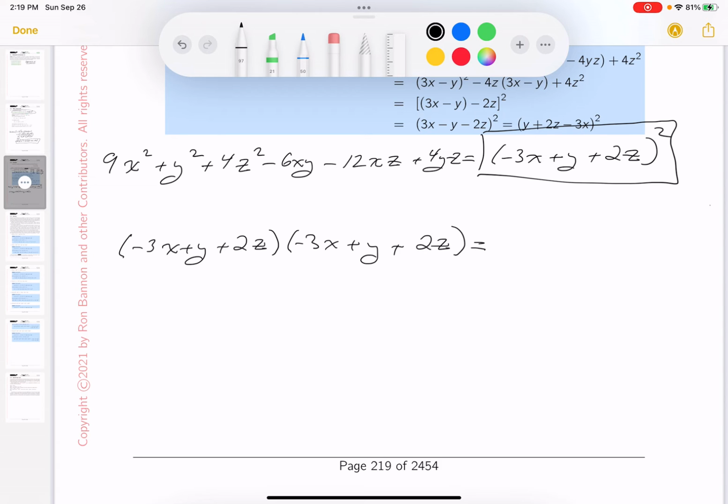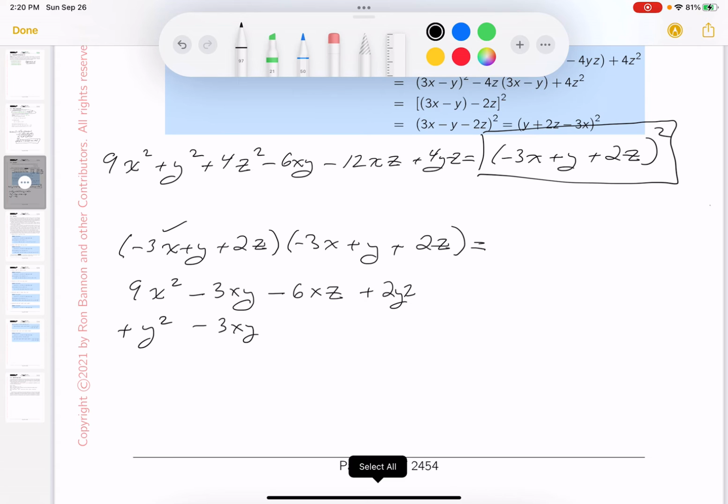So minus 3x on minus 3x is 9x squared. And then I would get minus 3xy. And then I would get minus 6xz. That's done. Then what do you get? Minus 3xy. All right, I'm just doing the second term now. Y squared. And let's see, what do I get there? I get 2yz, right? All right, that one's done.